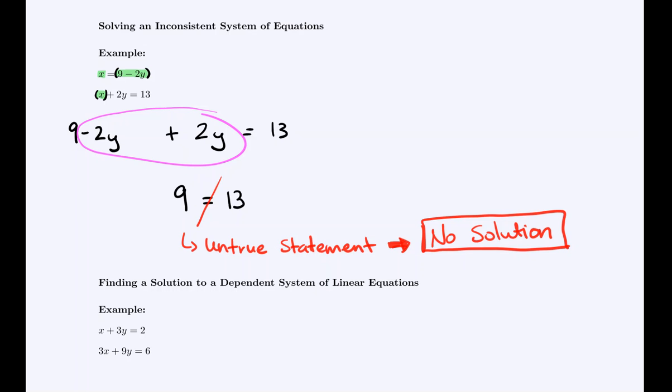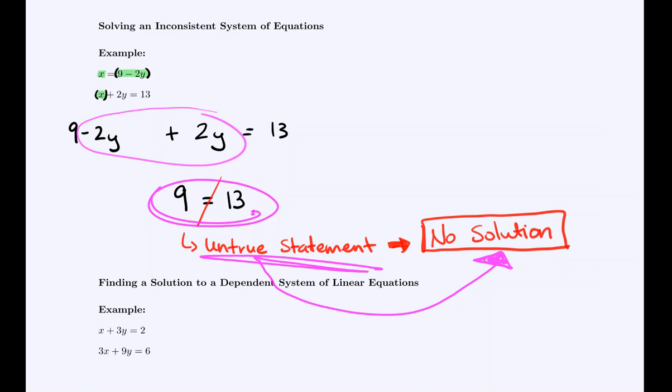So to recap this, as we go about the normal process of solving the system of equations, eventually you would get down to a statement that is just not true. 9 is not equal to 13. Once you get to this untrue statement, that immediately implies that there's no solution, because no solution can make this statement true. It's just never going to be true.